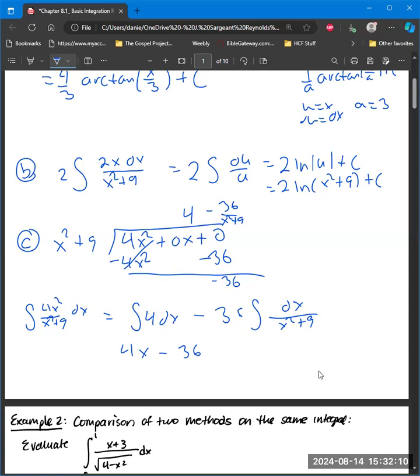We already did this part just a second ago up here. So this is going to be over 3 arctangent of x over 3 plus c. That's going to be 12. So 4x minus 12 arctangent of x over 3 plus c.